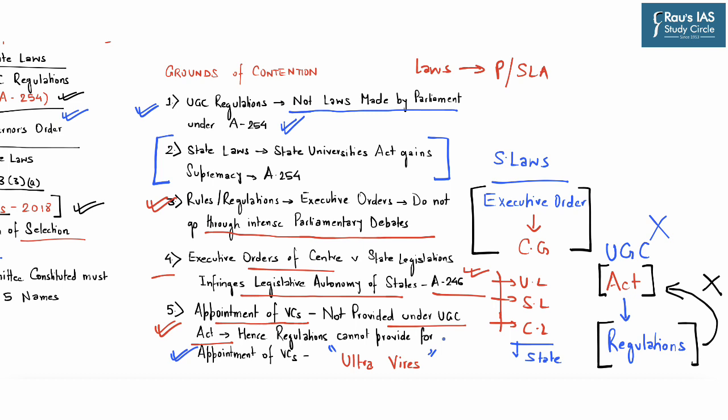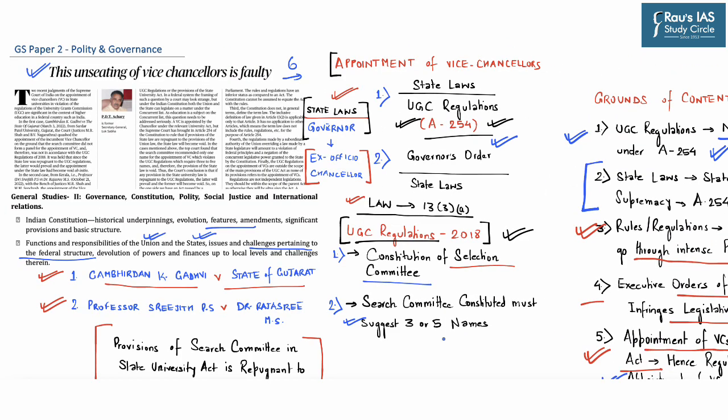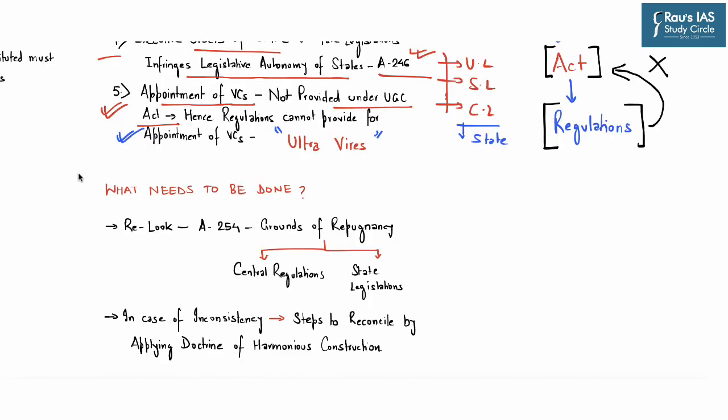So these are the grounds of contention or the critical analysis of the Supreme Court judgment, which has provided supremacy to UGC regulations of 2018 as compared to the state university laws providing for appointment of Vice-Chancellor. So as a way forward, the question becomes what needs to be done. The article suggests that there is a need to relook into the provisions of Article 254, especially on grounds of repugnancy between an executive order of the central government and legislations passed by the state legislative assembly.